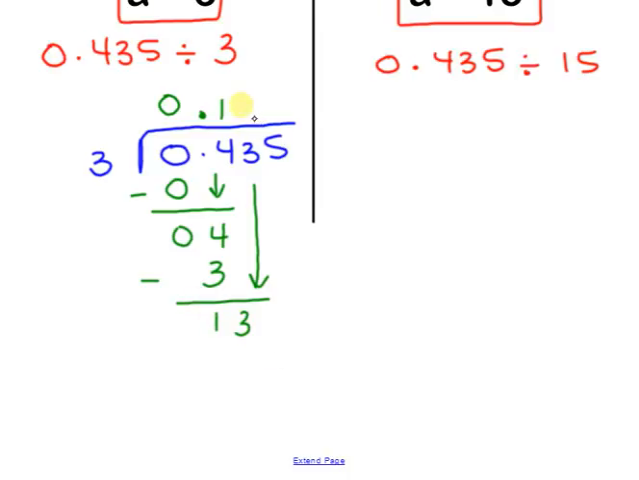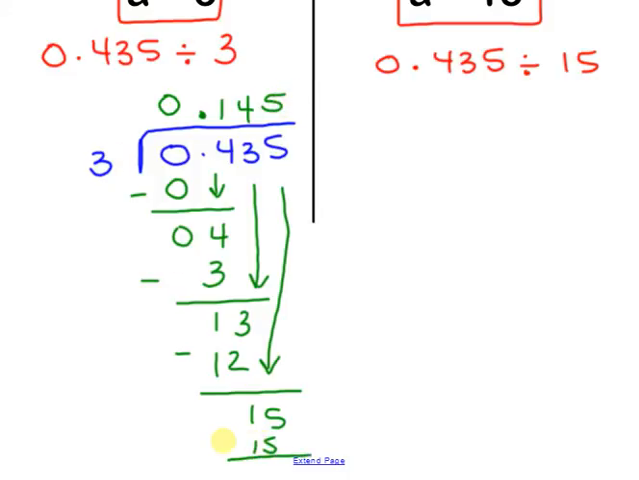3 goes into 13 4 times. 4 times 3 is 12. Subtract. 13 minus 12 is 1. Bring down the 5. 3 goes into 15 5 times. 5 times 3 is 15. Subtract. 15 minus 15 is 0. Nothing left to bring down. The answer to this problem is 0.145.